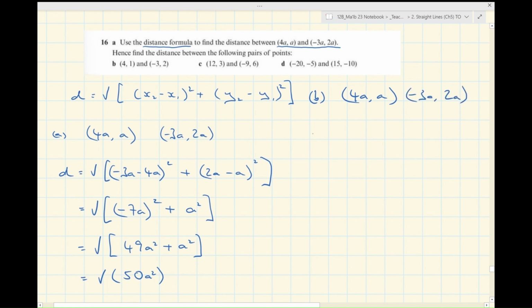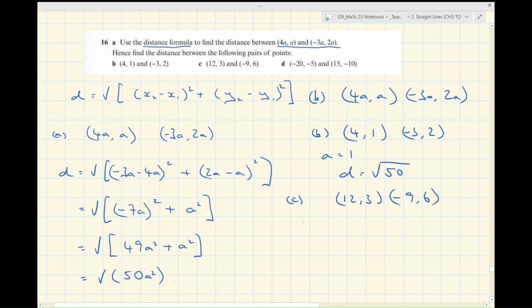Right, let's have a look at part B then. Part B is the point 4, 1 and minus 3, 2. Well, clearly in this case, A equals 1, so the distance is going to be the square root of 50 times 1 squared, which is the square root of 50. Let's have a look at part C. The 2 points I'm looking at here are 12, 3. So it looks like A is going to be 3, and indeed A is going to be 3.